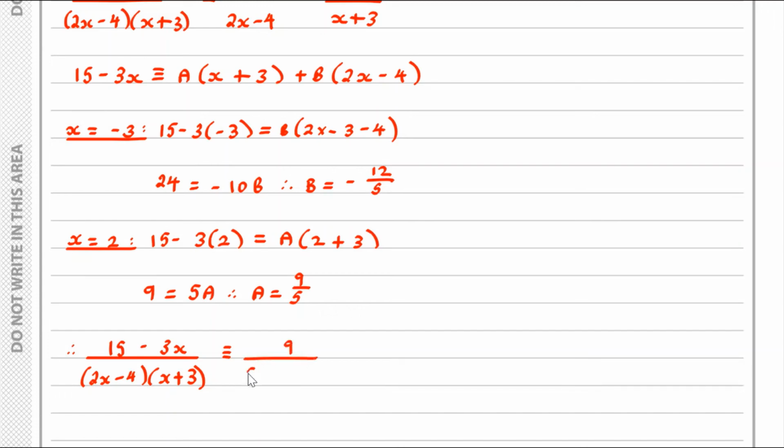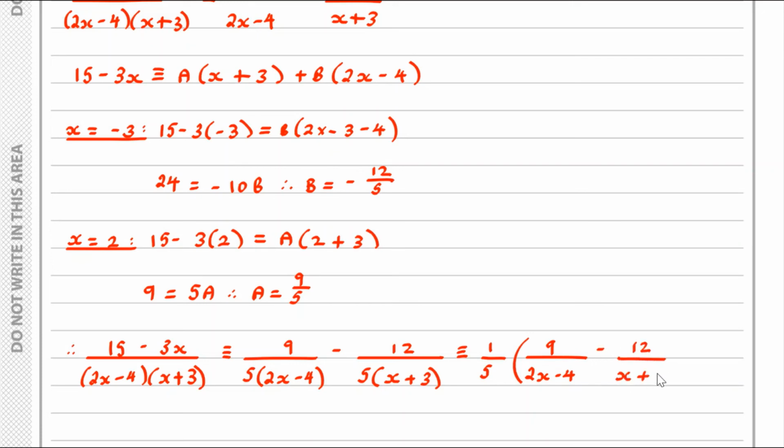9 over 5 lots of 2x minus 4 minus 12 over 5 lots of x plus 3. And if you want, you can of course factorize out the 1/5 from both terms. So we have 1/5 lots of 9 over 2x minus 4 minus 12 over x plus 3.